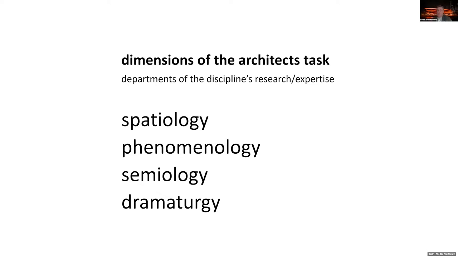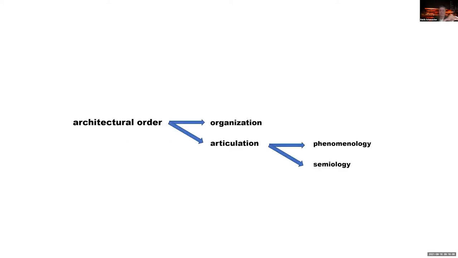Dramaturgy is relatively new. I used to always talk about organization and articulation, which then separates into phenomenological and semiological articulation. But that's a different way of breaking up similar themes. But the new element is dramaturgy, and the new phrase is spatiology. I wanted to make sure that it's clear that these are all, in a sense, sciences as well. And so that's the way I used to talk. Concept of order includes organization and articulation. And the articulation is phenomenology and semiology.